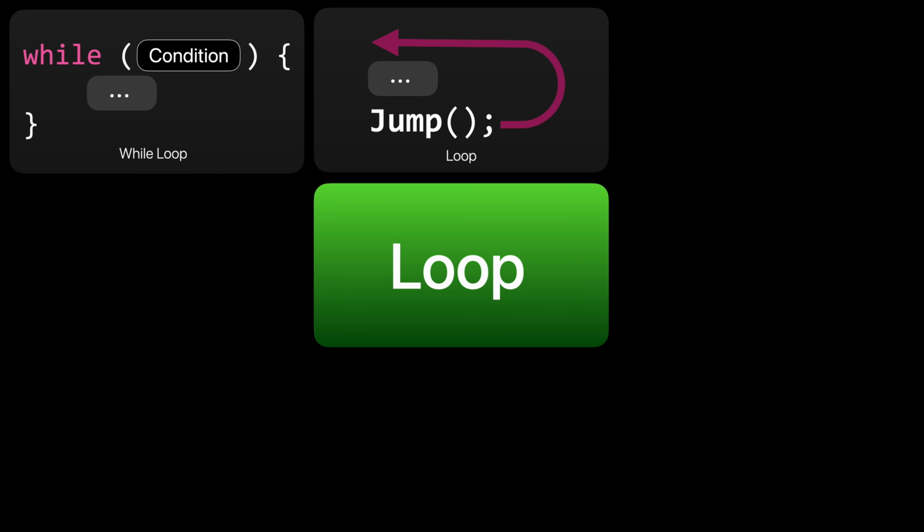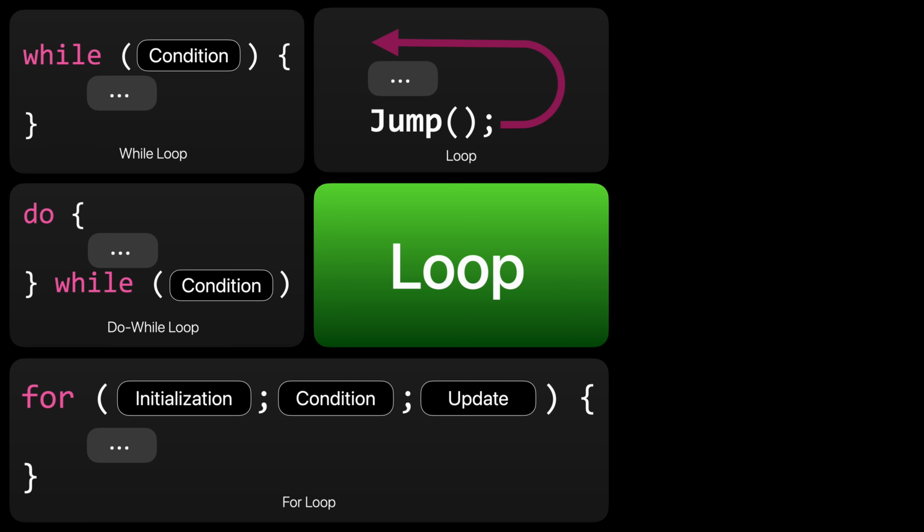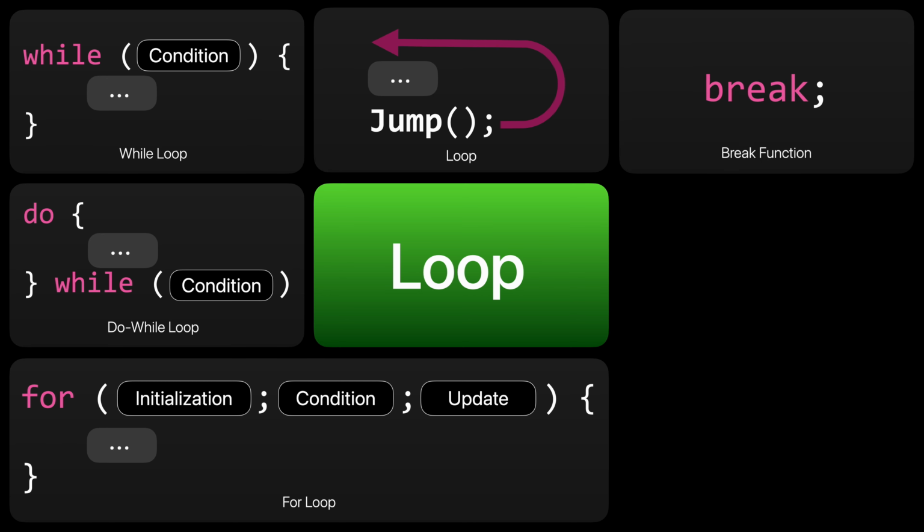With condition, it creates a while loop. To run it at least once, use do while loop. To run it for a certain number of times, use for loop. And to break out of the loop in advance, use the break function.